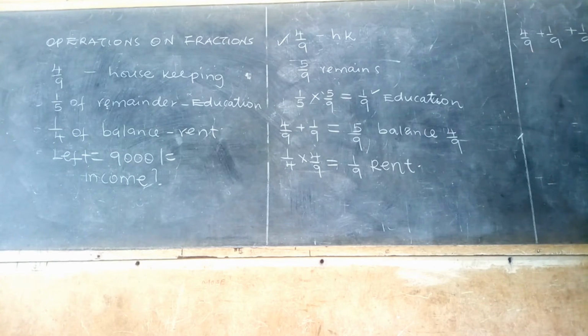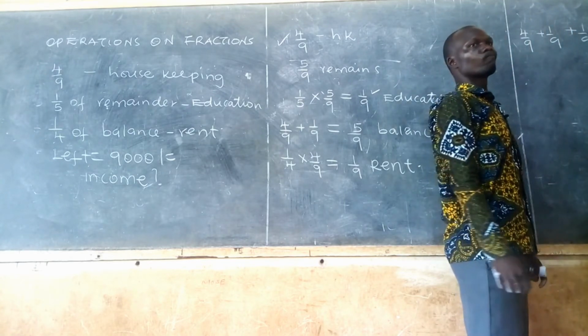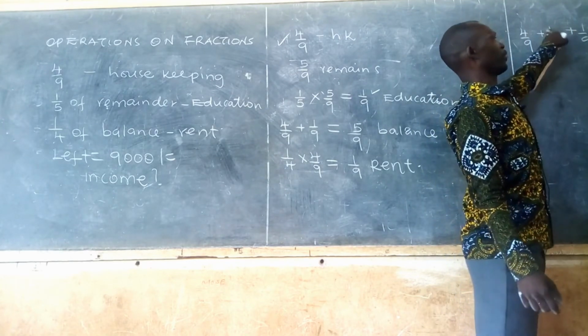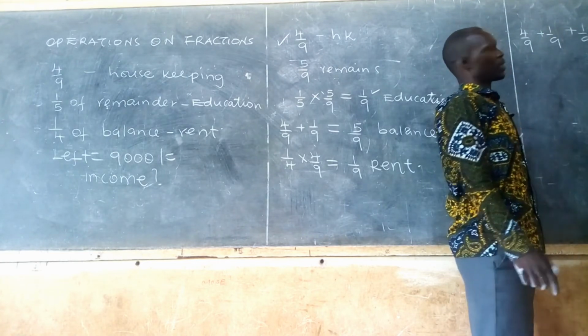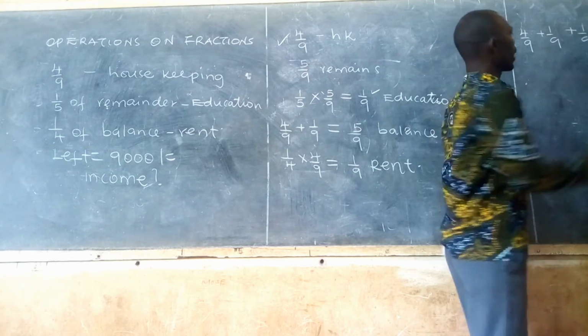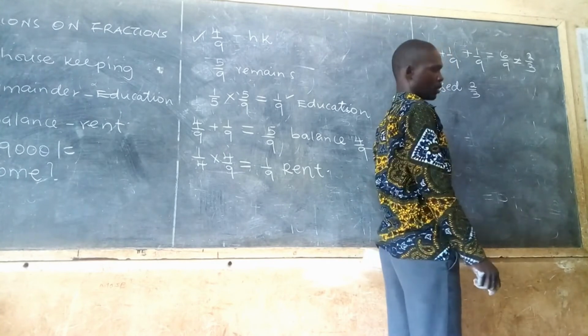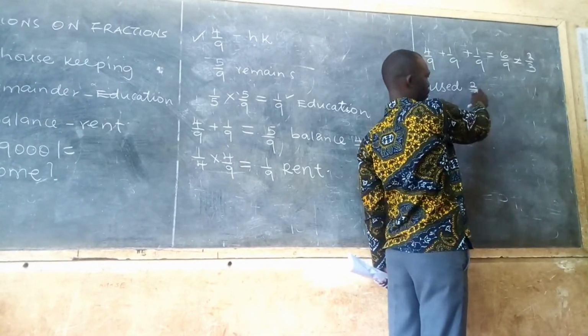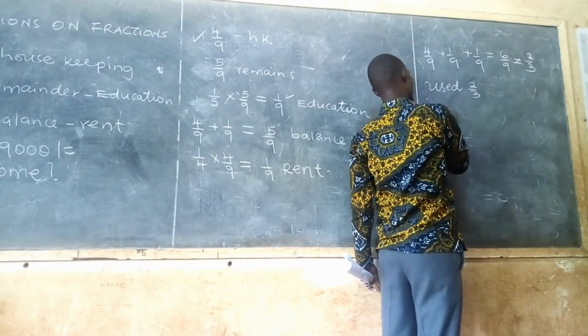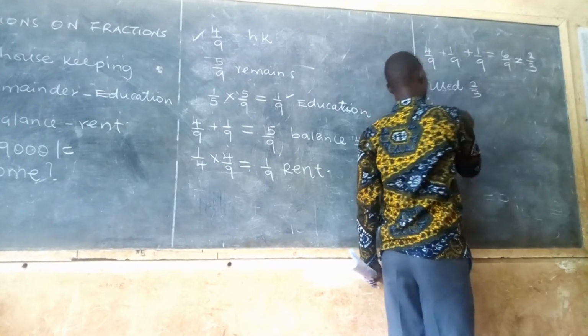Thank God all of them are the same denominator. That is 4 plus 1 plus 1. That is 6/9, which can also be given as what? 1/3. So, sorry, it's 2/3, not 1/3. It will be 2/3. 4 plus 1, 5, 5 plus 1, 6, 6/9. That will give us 2/3. That means so far we have used 2/3 of the salary or the income. What remains? 3/3 minus 2/3. So a third is now what is left.